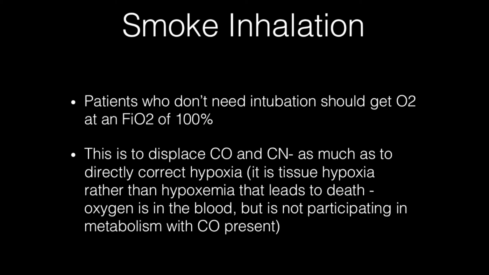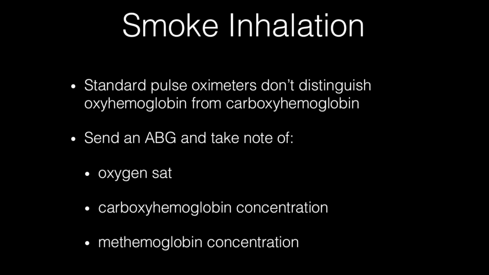Patients who don't need intubation should get O2 at an FiO2 of 100%. This is to displace carbon monoxide and cyanide as much as to directly correct hypoxia. It is tissue hypoxia rather than hypoxemia that leads to death. Oxygen is in the blood, but it is not participating in metabolism with carbon monoxide present. Standard pulse oximeters don't distinguish oxyhemoglobin from carboxyhemoglobin.